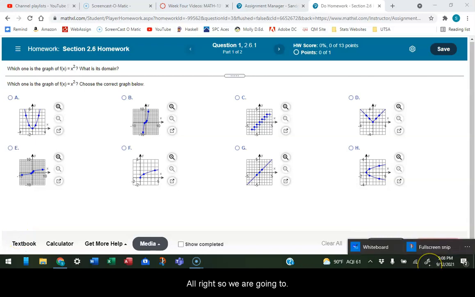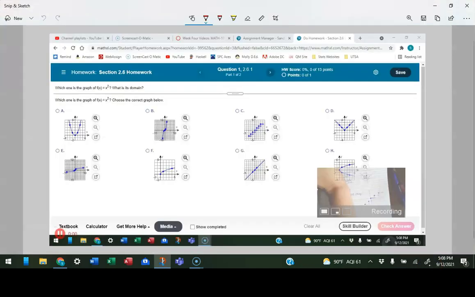All right, so we are going to look at these a step at a time. Hopefully you can see this pretty well. But when we get to piecewise functions, it's going to be very helpful for me to be able to draw on the screen.